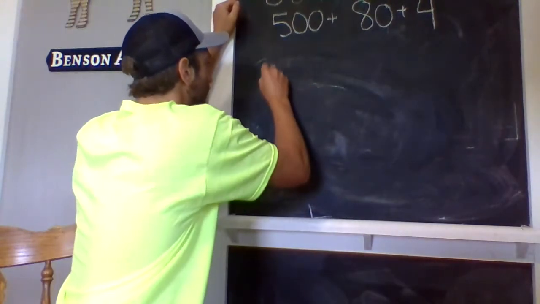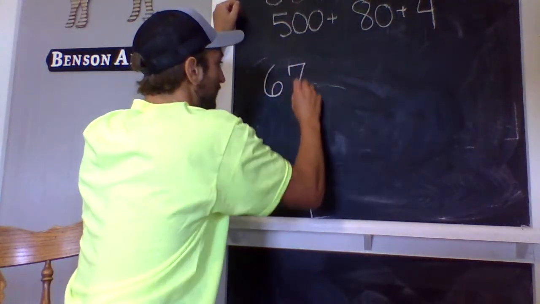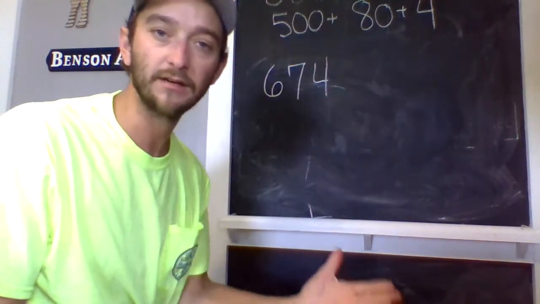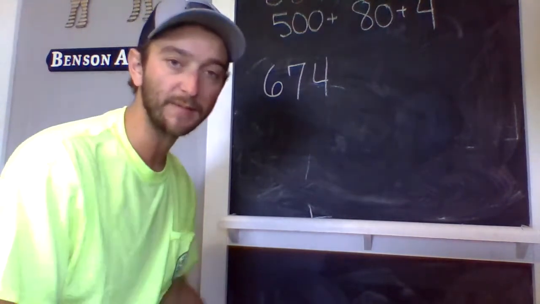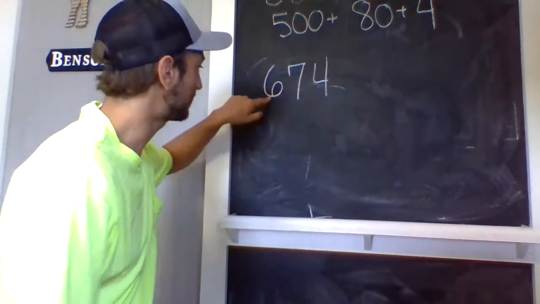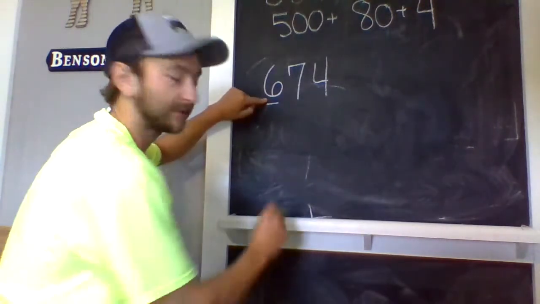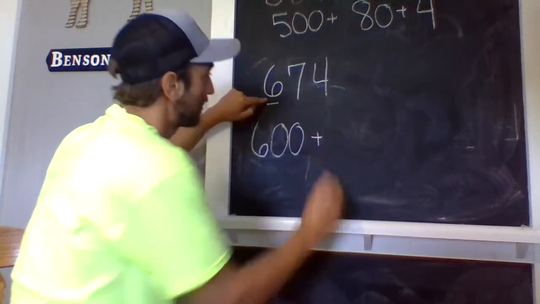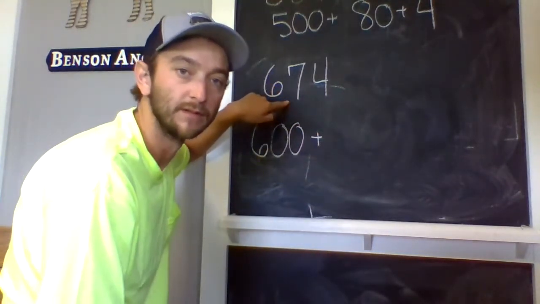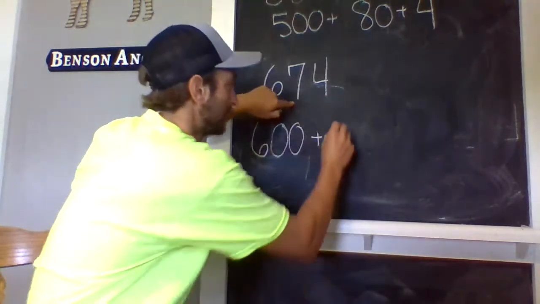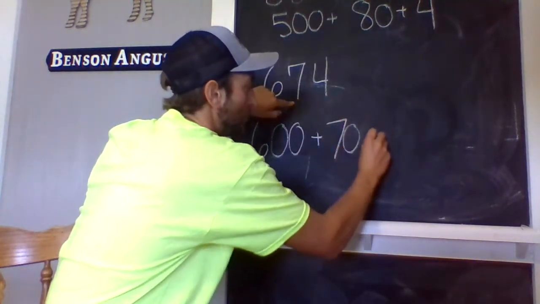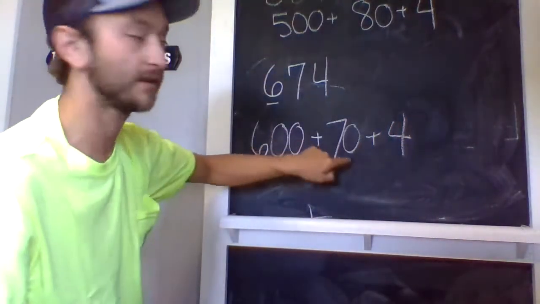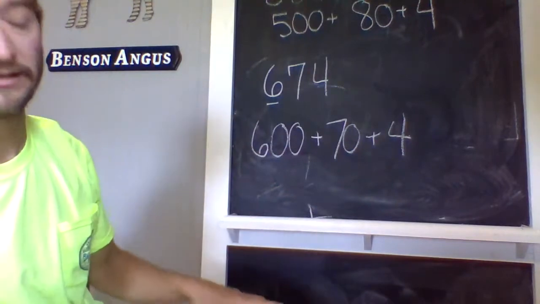So let's go with 674. Okay, 674. So if you say the name out loud, sometimes you can even hear that, right? The 6 here, not just 6, 600. Then you're going to add your tens place, which is 7. That's not a 7, it's 70. And then in the ones place is 4, so you're going to have 4. So 674 in expanded form is 600 plus 70 plus 4.